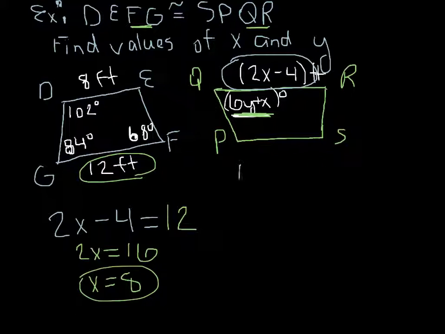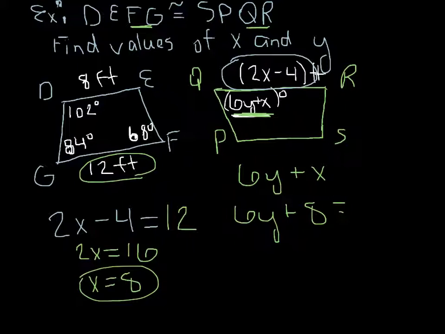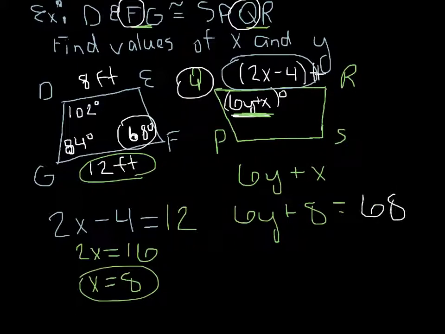Now that I know x, I can plug it in here. Instead of 6y plus x, I'm going to have 6y plus 8 equals, and now I need to again identify the corresponding angle. We're dealing with angle Q here. Angle Q, if I pay attention to the way that it's named, should correspond with angle F. Angle F is 68 degrees. So 6y plus 8 equals 68. I subtract 8, so I get 6y equals 60, y equals 10.